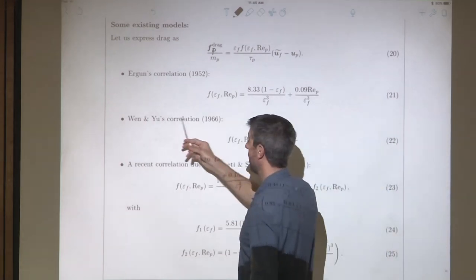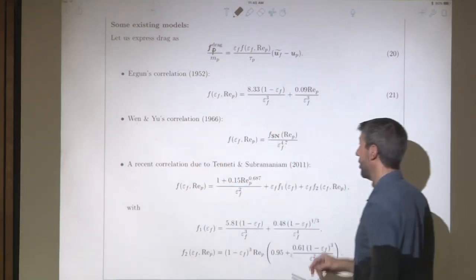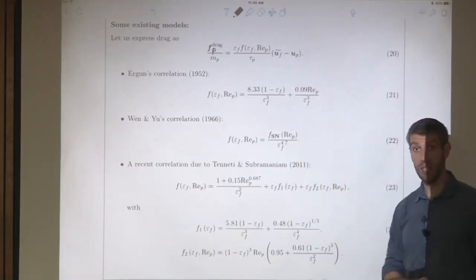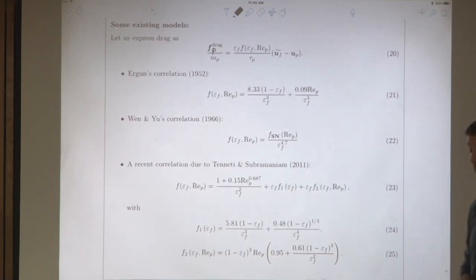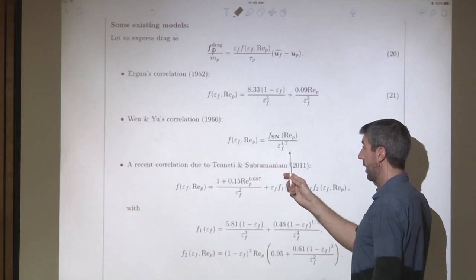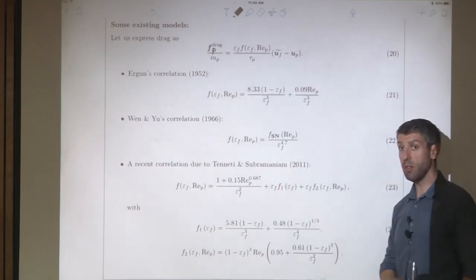More recently, but not that much, there is a correlation that takes Schiller-Neumann exactly the way we talked about it a few days ago, and it provides just a correction with an epsilon F term.